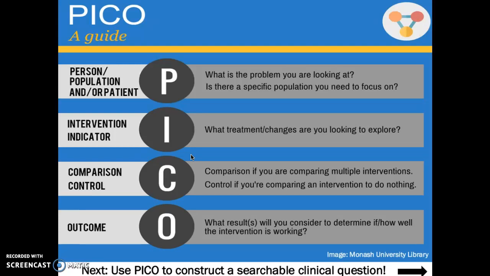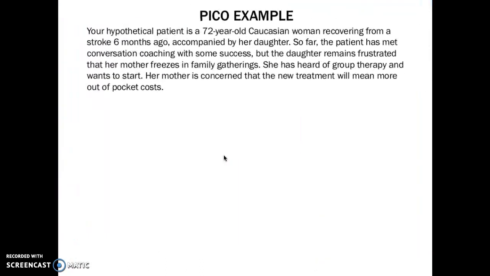O stands for outcome. What result or outcomes are we considering to see if the intervention is working? How do we accomplish, measure, and affect this outcome? Let's look at an example.